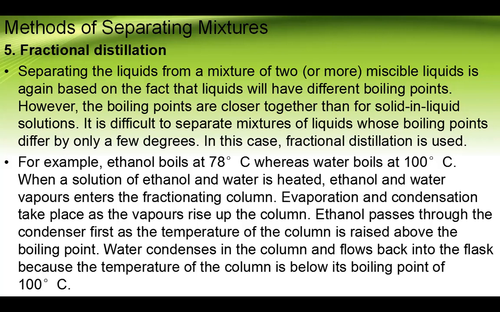For example, ethanol boils at 78 degrees Celsius, whereas water boils at 100 degrees Celsius. When a solution of ethanol and water is heated, ethanol and water vapors enter the fractional column. Evaporation and condensation take place as the vapors rise up the column, and the ethanol passes through the condenser first as the temperature of the column is raised above its boiling point. Then the water condenses in the column and falls back into the flask because the temperature of the column is below its boiling point of 100 degrees Celsius.